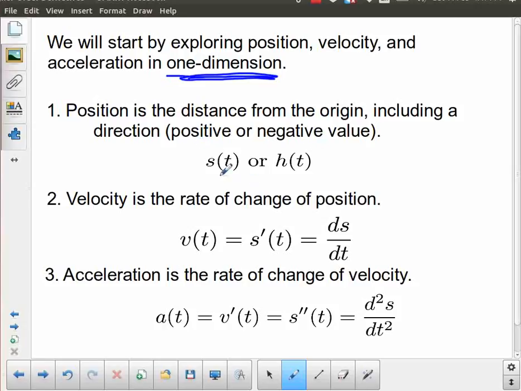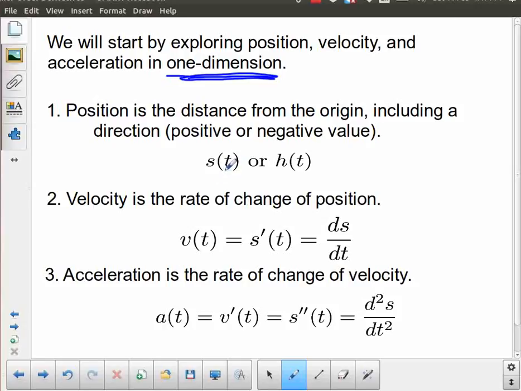The two notations you're going to commonly see, it's not to say there couldn't be others, but the common ones you're going to see are going to be s of t or h of t. And what that's saying is that the position is a function of time. As time moves forward, the position will change.